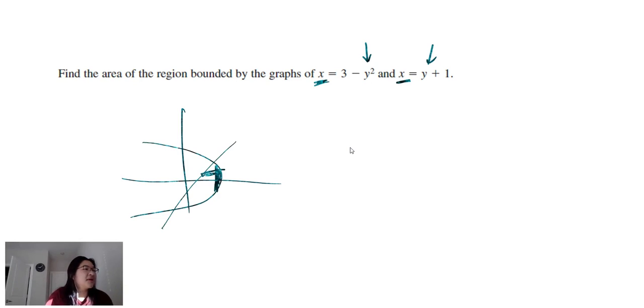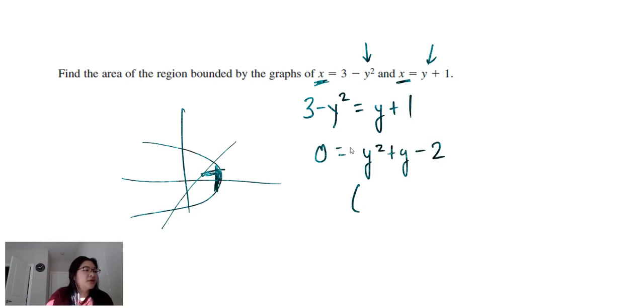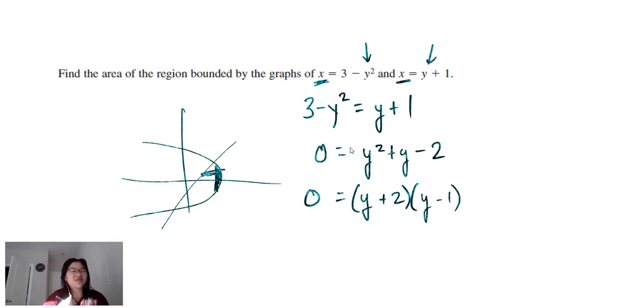Which function is on the right? Well, if you don't know, oh yeah, we also need to find our intercepts. So we got 3 minus y squared equals y plus 1. 0 equals y squared plus y minus 2. And that we can factor y plus 2, y minus 1. Hey, it's the same as one of the ones above. Okay, so we got intercepts at negative 2 and positive 1.